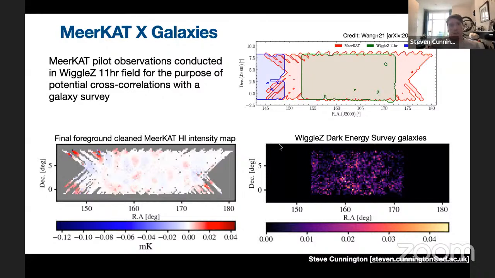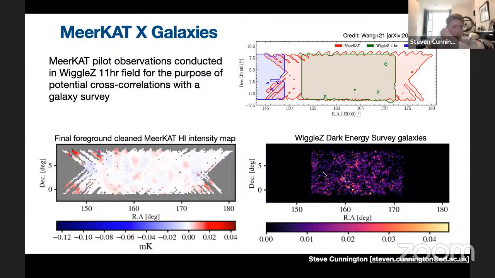So this was by design. We got our pilot survey data to overlap with the WiggleZ 11-hour field. And these will be the galaxies that we're aiming to cross-correlate with. And the idea is, obviously, once you bin these galaxies into a map like this, this field will not have the same systematics that we expect to be in our intensity maps. So they should drop out of the cross-correlation.